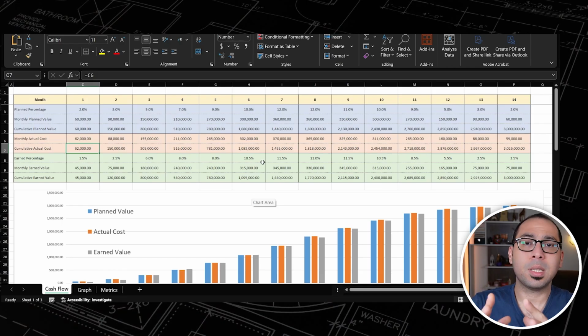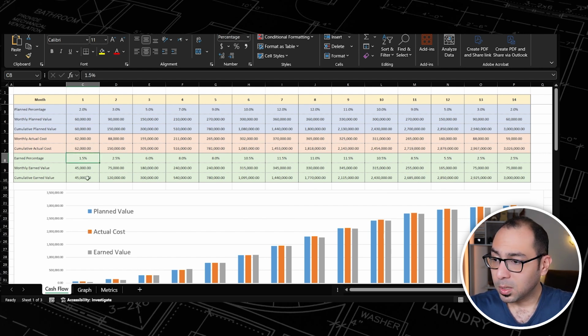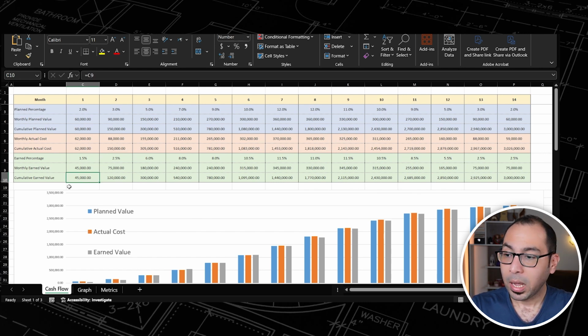So the earned value is the value of the works that have been completed. And here, as you can see, for example, for the first month, I have completed works that are worth 45,000. And how can we get this number, or how can we get this percentage? From the progress sheet, or you can get it from your payment application. I'll keep links in the description for my payment application videos so that you can see how you can get this earned percentage, monthly wise, and also the monthly earned value and the cumulative earned value.